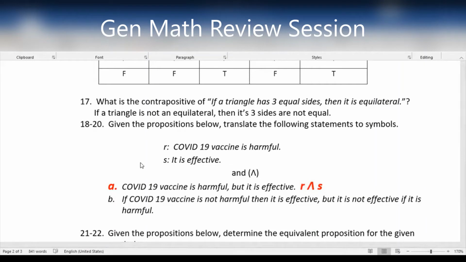Try again, letter B now. If COVID vaccine 19 is not harmful, then it is effective. But it is not effective if it is harmful. So how do you write it in symbol?